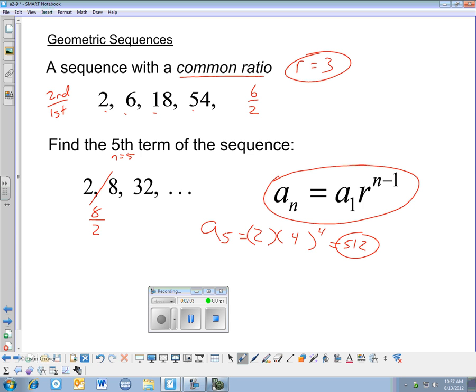Now, because we're only asking for the 5th term, you might have been able to just kind of go times 4, times 4, times 4 and get there. But if we ask for the 50th term, that would take a long time. So the formula is very useful in that case.